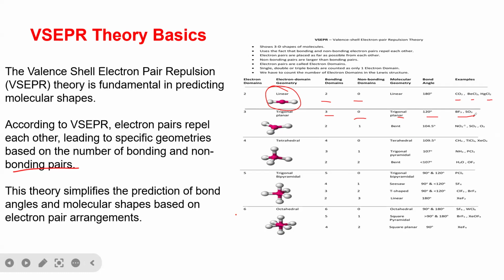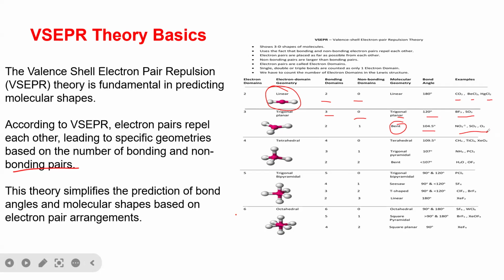So you see, instead of the shape remaining trigonal planar, because of the presence of this non-bonding domain, it is now changed to bent. The bond angle is reduced from 120 to 104 degrees. So these are the examples: we have ozone, O3, SO2, and NO2 minus.